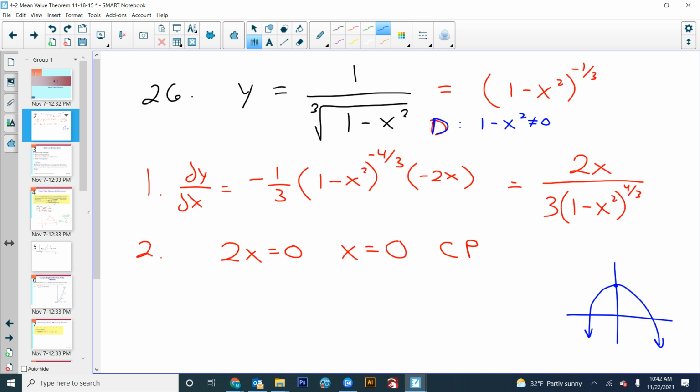Now, this is not a between or beyond interval domain. It's points where it doesn't exist. What are those points? The question is when does 1 minus x squared equal 0? Negative 1 and 1. Agreed? Negative 1 and 1. So what's my domain?